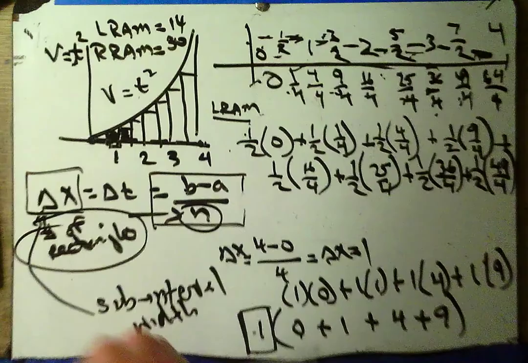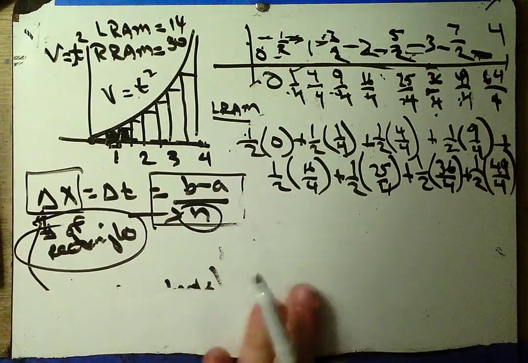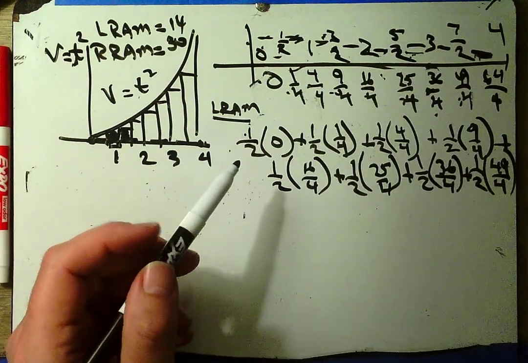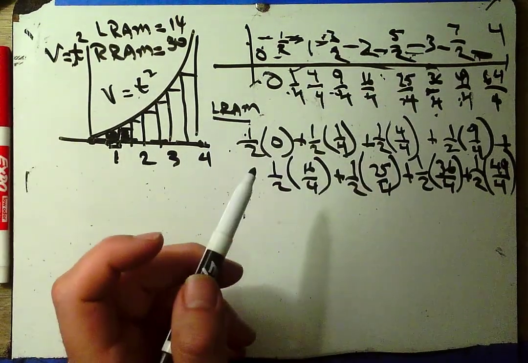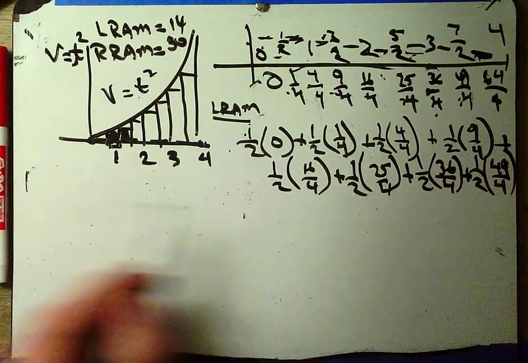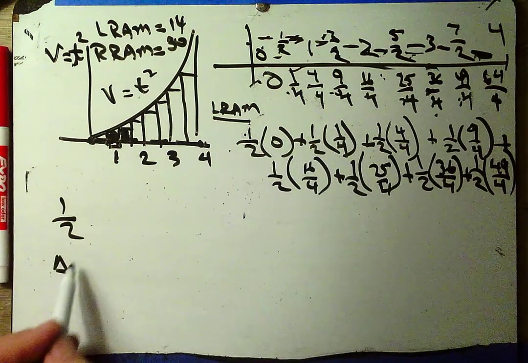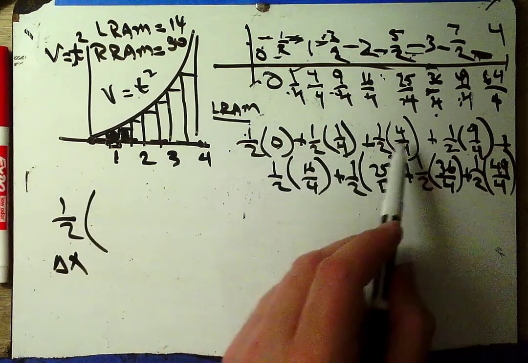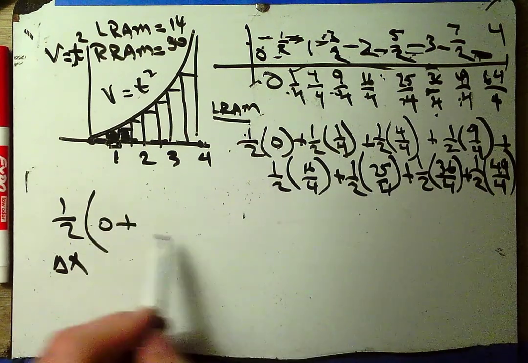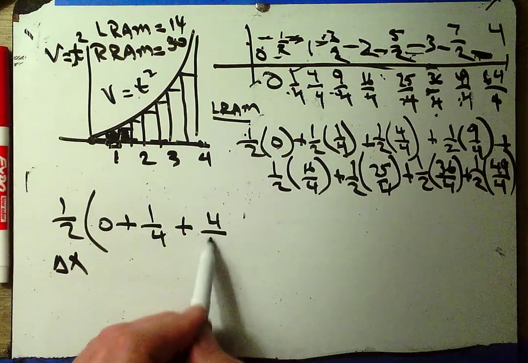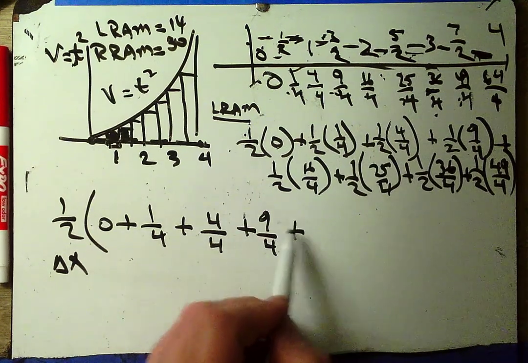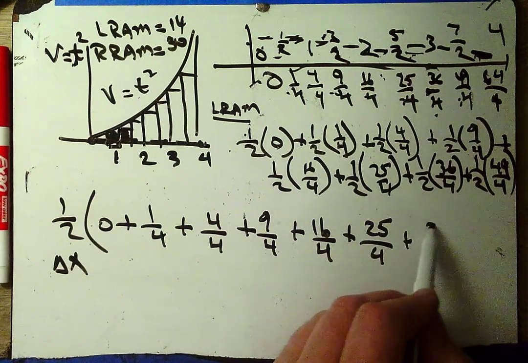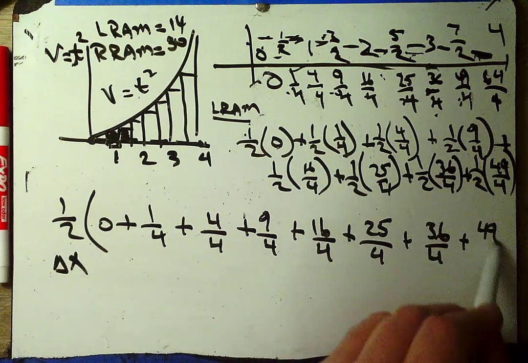However, what do I have to do now? I have to add these values up. So I think I really want them to have a common denominator to make my life a little easier. You could also do some GCF factoring here. All of these terms have a 1/2 in common, also known as subinterval width. And what else do we have? Well, we've got all these heights. So 0 plus 1/4 plus 4/4 plus 9/4 plus 16/4 plus 25/4 plus 36/4 plus 49/4.